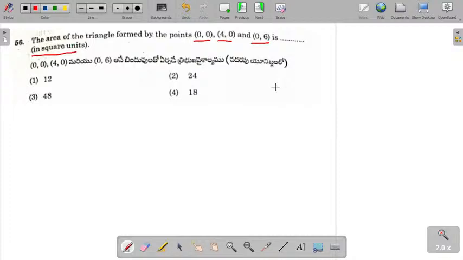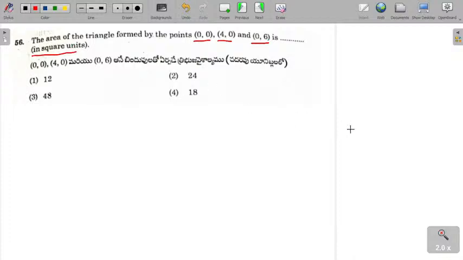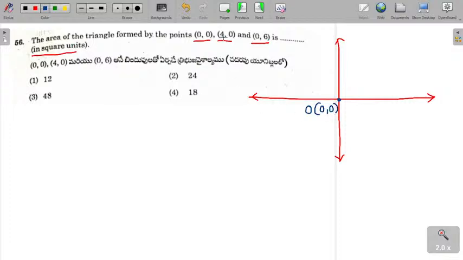This problem can be done in several ways. Formula method or figure method also you can do it. First of all, let us draw the figure. This is a coordinate axis. This is the origin whose coordinates are (0, 0). This (4, 0) lies on the x-axis. Now this (0, 6) lies on the y-axis. Join this one. Now we need to find this area. This is a right angle triangle.